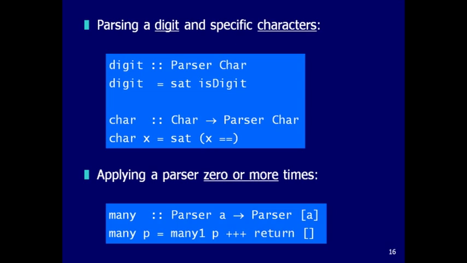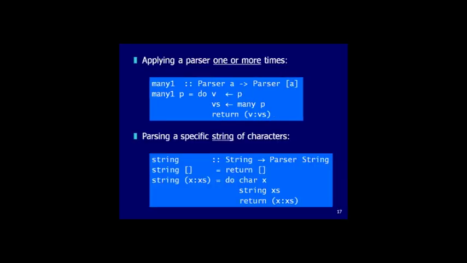If I want to apply a parser many times, 0 or more times, what do I do? Well, I apply it once and I return the empty list, which is the result of applying the parser 0 times. Okay, so I apply it 1 or more times or 0 times. And how do I apply a parser 1 or more times?